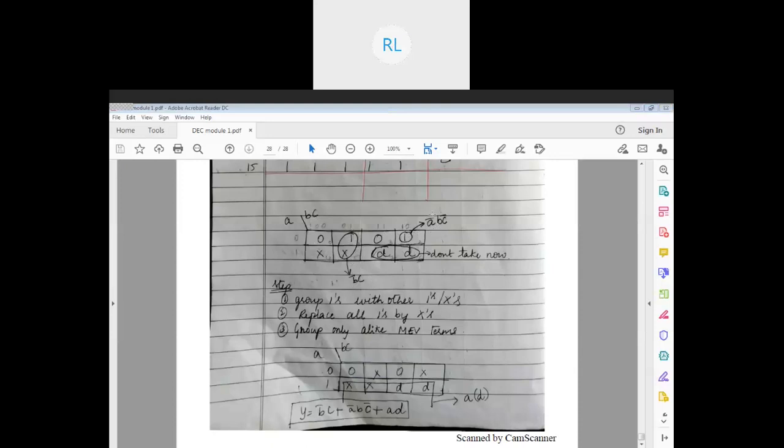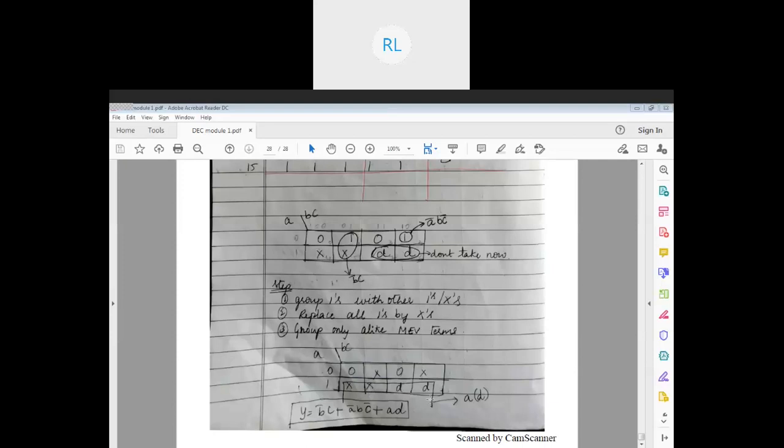Now I am not grouping the one with MEV. I must group one only with don't care. So I have a don't care here, and then I have a one, which means I don't have any other group. So this single one I have to take, and it becomes A bar because it is 0, B, and then C bar.